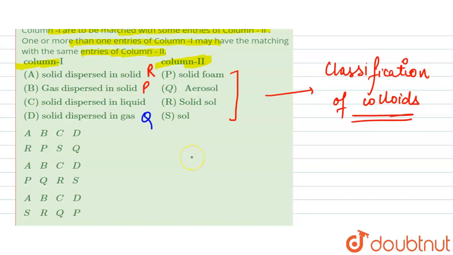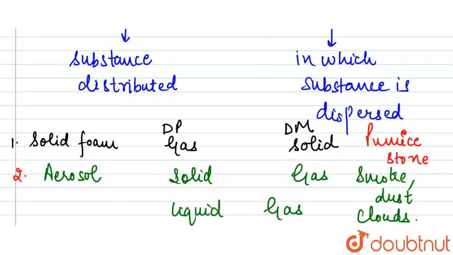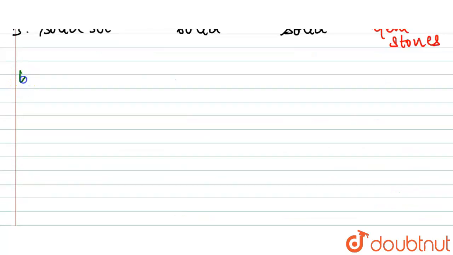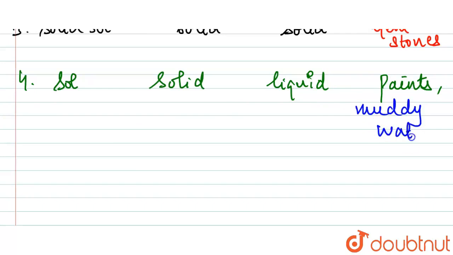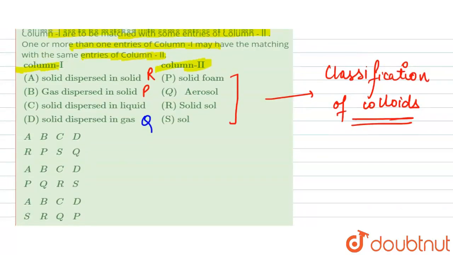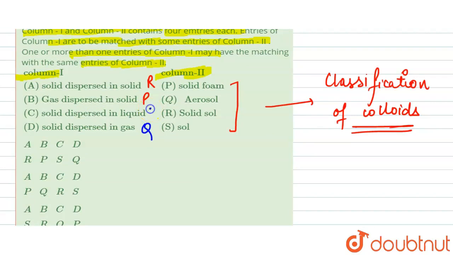And the next is sol. Sol is the name given when we have solid dispersed in the liquid. For this we have the example of muddy water, or we can say paints or muddy water. So for this, option C, we have S.